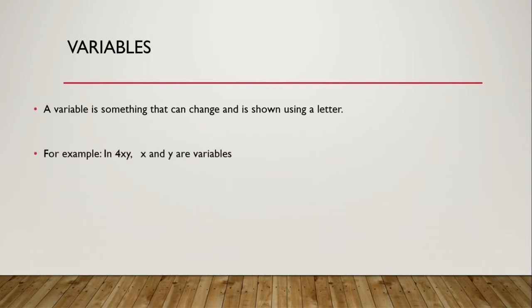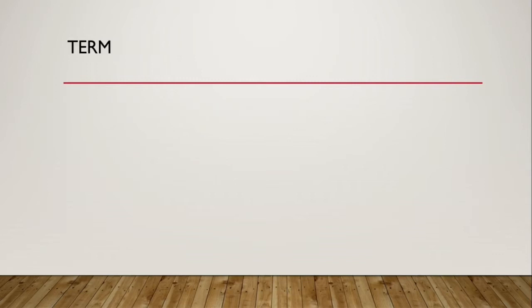For example, in 4xy, x is a variable and y is another variable. They can both change, they are both unknown, and so therefore they are both represented using a letter. Okay? You can copy down that example as well. What about a term? What is a term? A term is a multiple of a letter or letters that denotes a variable. Or we could say it's a combination of a letter and a number.